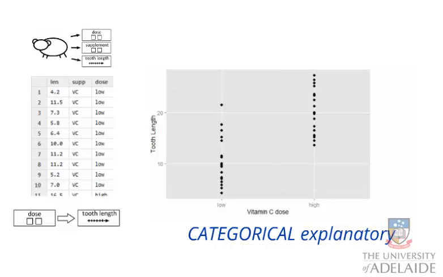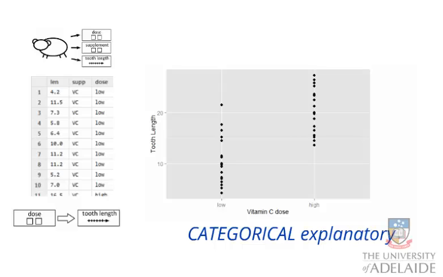And we record after a certain amount of time how long their teeth are, because we know that vitamin C is related to gum health. And guinea pigs are one of the only other animals other than humans that don't make their own vitamin C. So here's my data. I've recorded the length of the teeth, what supplement they had, and the dose they had. And I'm interested at the moment in the dose, whether it's high or low, and how that's related to tooth length. So dose is a categorical variable. It's words, either high or low.